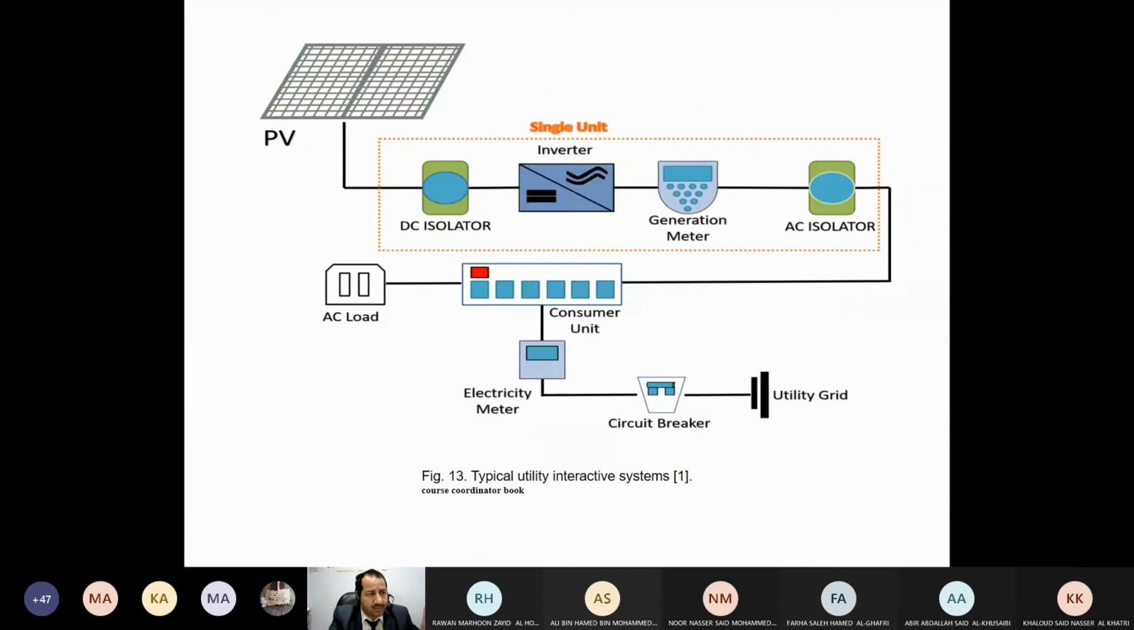The system is very simple. We have PV and we have the inverter. That's all: PV and inverter. Everything else here, isolator, meters, these represent accessories. We just need PV and inverter, wire, and connect to the grid. Done. That's it.